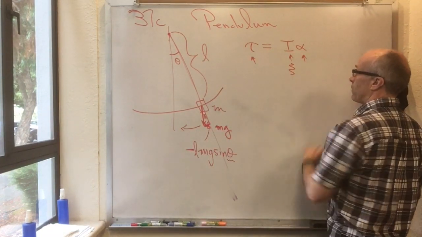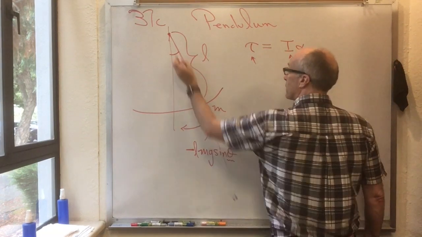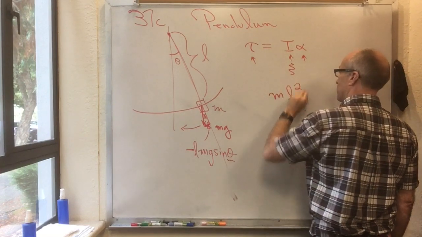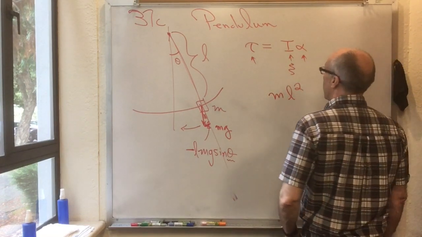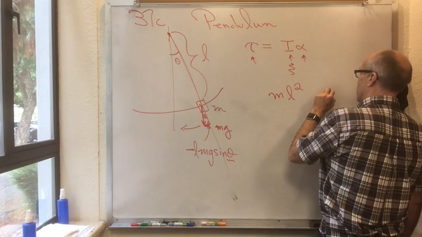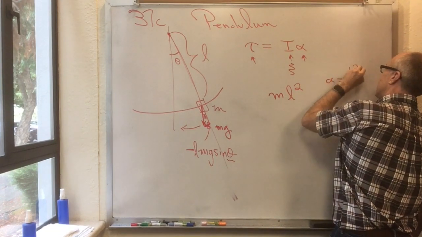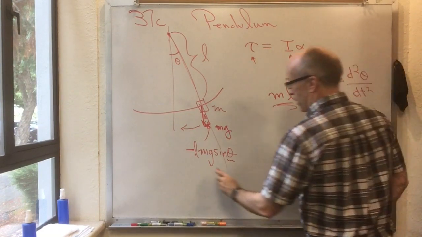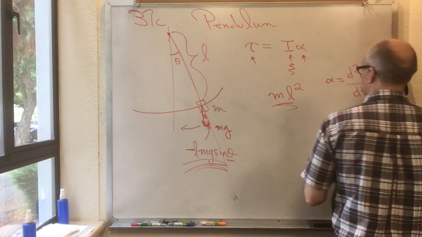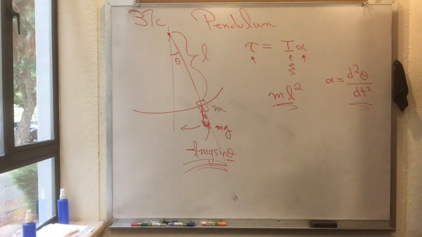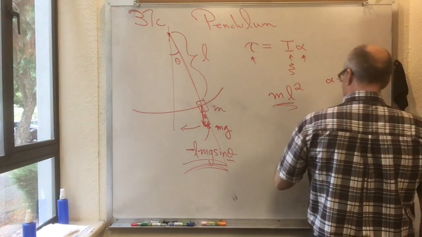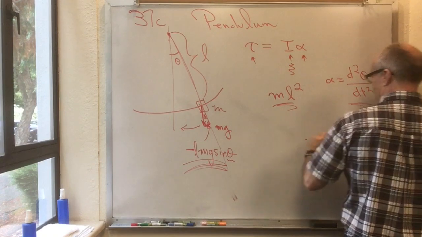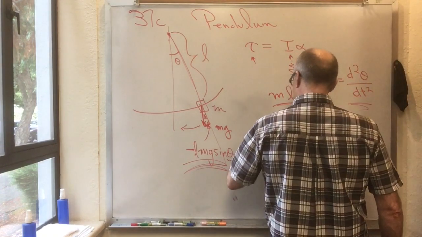Meanwhile, on the right-hand side, we've got to compute I. But I for a single mass sitting on a rod of length L is just m L squared. And then we have alpha, but alpha, of course, is d squared theta dt squared, the angular acceleration. So if I use I as m L squared, torque is minus L m g sine theta, and alpha equals d squared theta dt squared, all this boils down to m L squared d squared theta dt squared is equal to minus L m g sine theta.